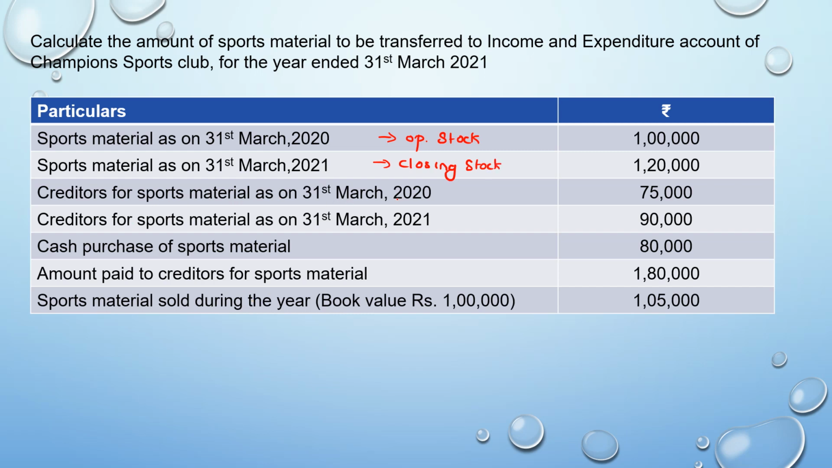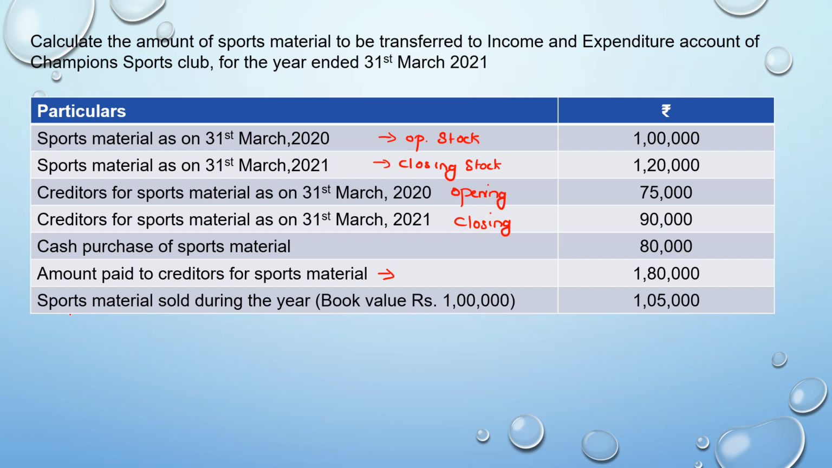Creditors for sports material as on 31st March 2020, this is the opening creditors. Creditors for sports material as on 31st March 2021, this is the closing balance of the creditors. Cash purchase of sports material, this is the sports material for which immediate settlement was made by paying cash. Amount paid to creditors for sports material. So when we use the statement method, this is the starting point. And when we use the account method, this amount would be on the debit side of the creditors account as creditors to bank. This is the amount which was paid during the year towards the sports material purchased from the creditors.